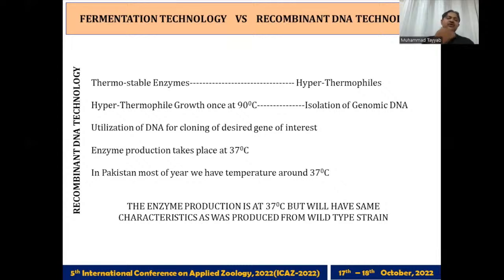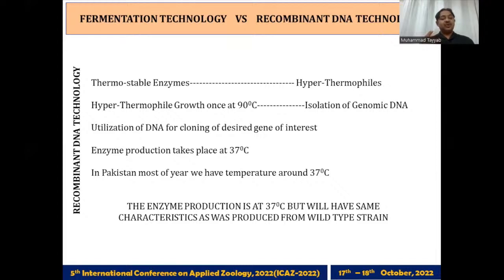When you produce the same enzyme by recombinant DNA technology, we just need to grow the microbe once at its desired temperature. Once you have the microbial growth, and might be 100 ml of this microbial growth will be sufficient, we utilize that microbe for the isolation of genomic DNA. Once we have the genomic DNA, we can utilize it for cloning your desired gene of interest in specific vectors, so that you can have the production of enzyme.